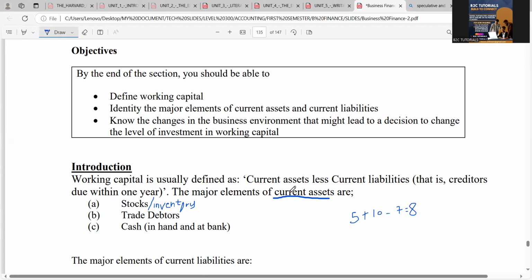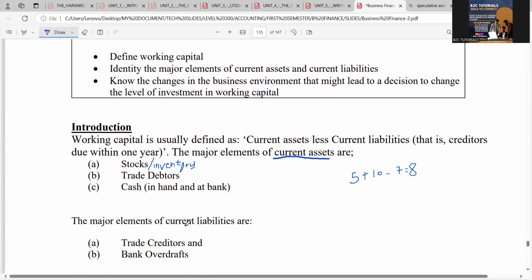Then we have trade debtors. These are people you sell your items or your stocks to, and then they buy them, but they do not have the ready cash to pay. Then we come to cash in hand or the one at the bank. So the cash that you have at the office or at the bank at the end of the year constitutes your current asset. How do you manage these three major elements of your current assets?